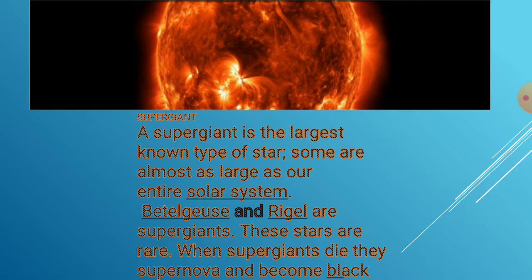Supergiant is the largest known type of star. Some are almost as large as our entire solar system. For example, Betelgeuse and Rigel are supergiants. These stars are rare. When supergiants die, they go supernova and ultimately become a black hole. So this is nothing but a supergiant. Supergiants are rarely found, and they end up, or die, as a black hole after the supernova event.